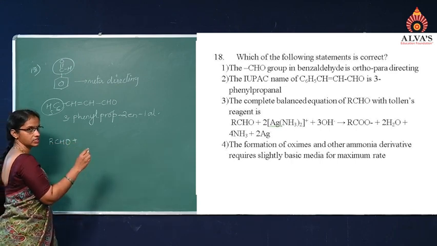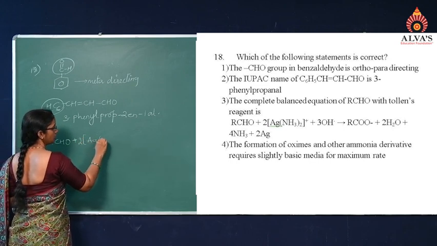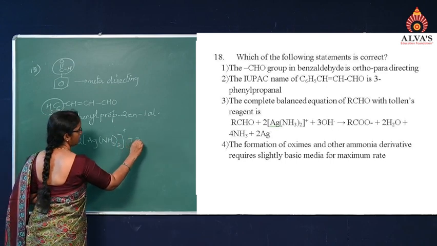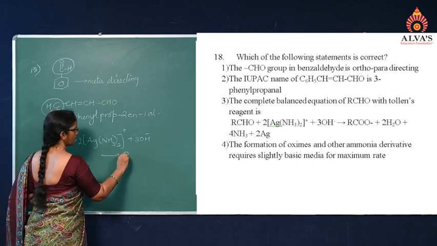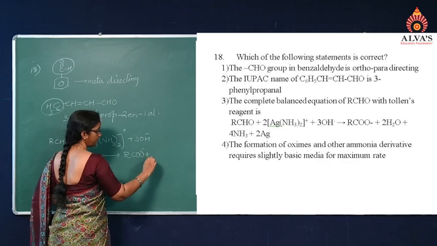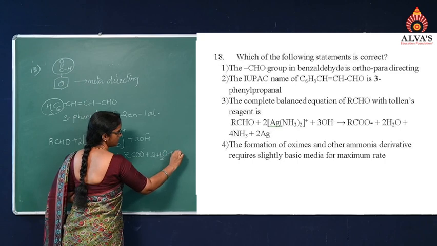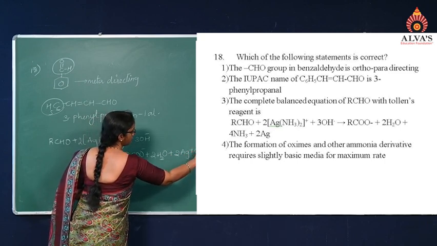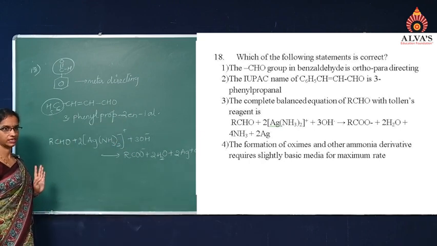RCHO. Tollens' reagent is ammoniacal silver nitrate solution, so it is Ag(NH3)2+, in basic medium it gives us RCOO minus plus water plus 2Ag, and there will be release of ammonia, and option third agrees with it. So it is correct statement.